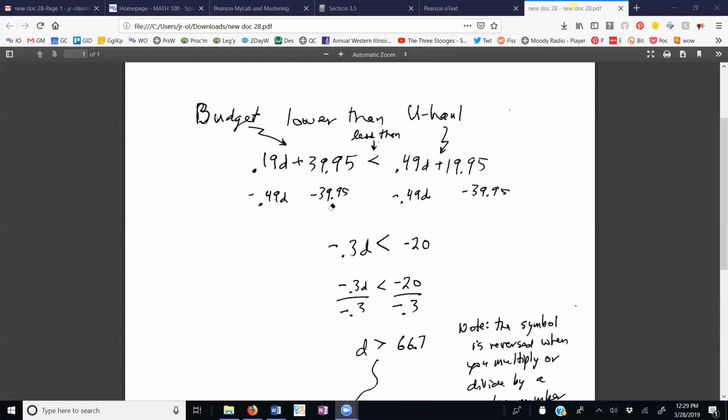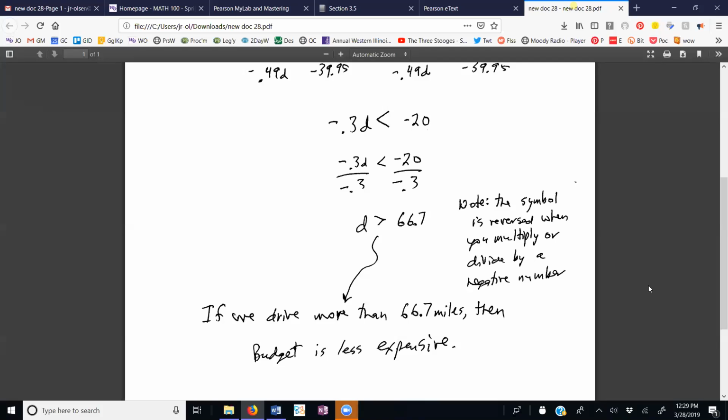I'm going to add a negative 39.95 to both sides. I'm going to add a negative 0.49d to both sides. I get this inequality. Then I divide by negative 0.3. Here's another example where we're dividing by a negative number. When we divide by a negative number, the inequality symbol needs to be reversed. So less than becomes greater than. So we get D is greater than 66.7.